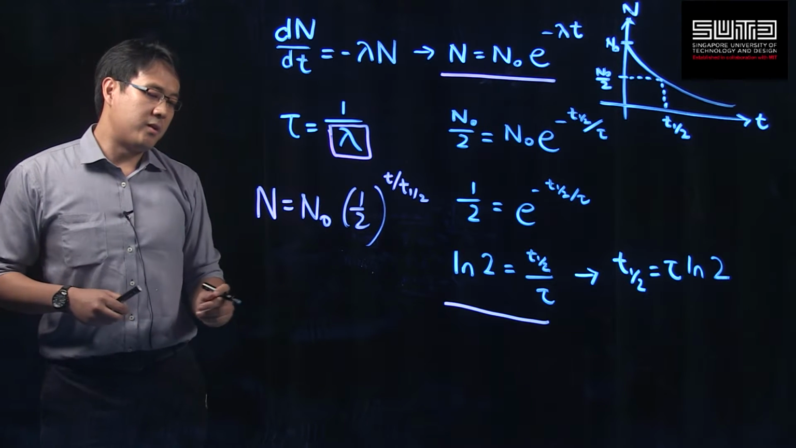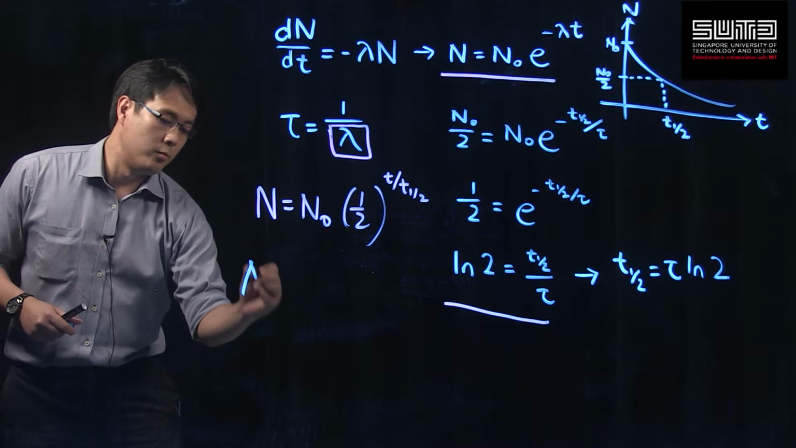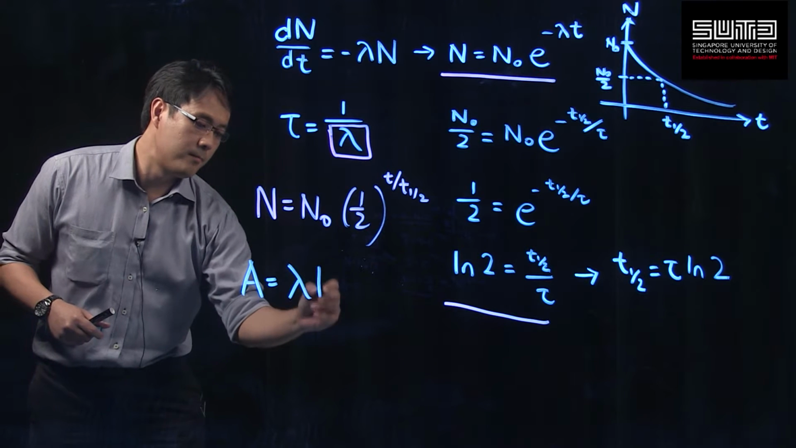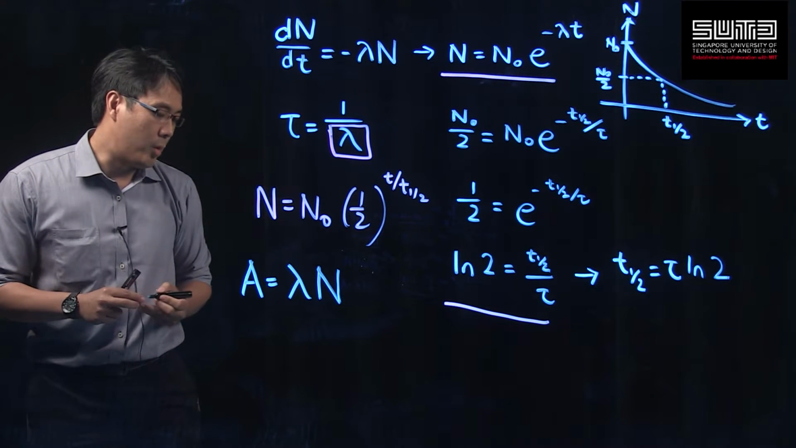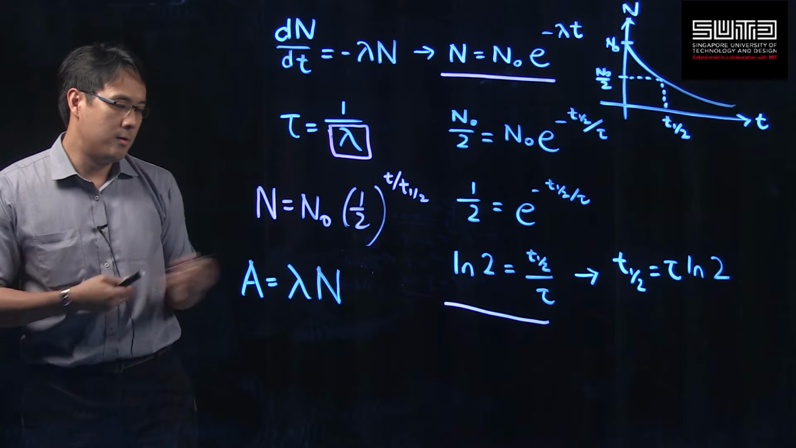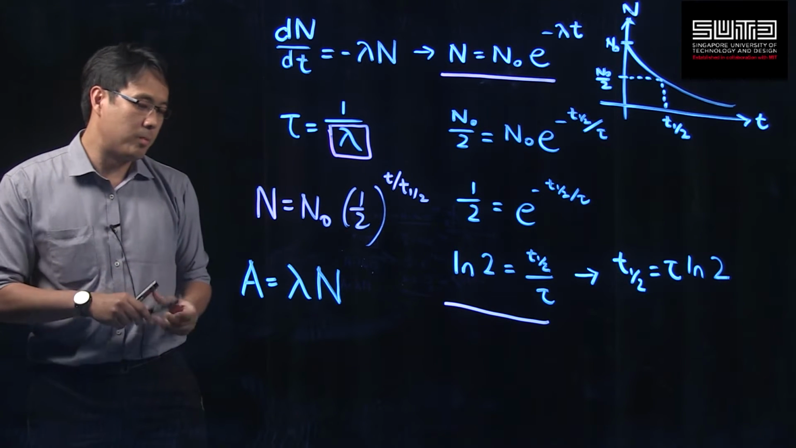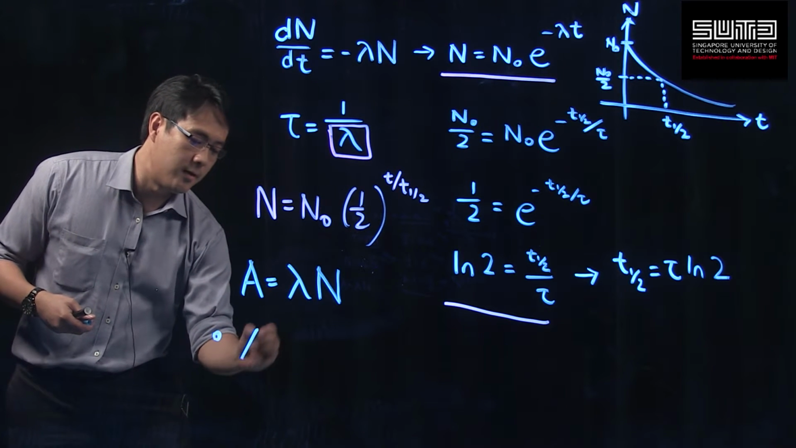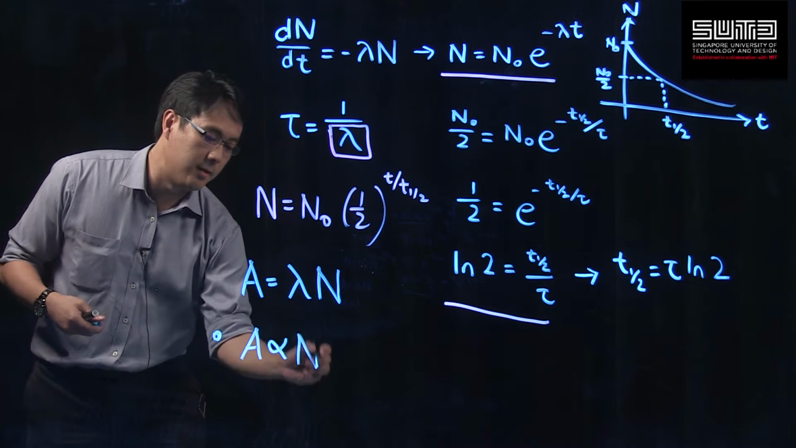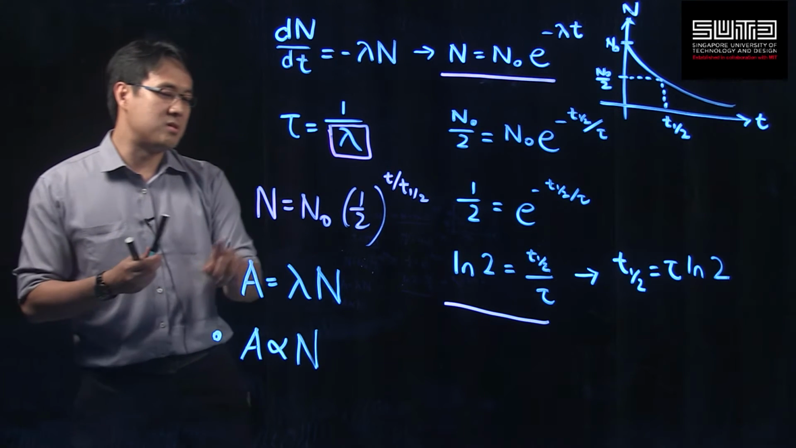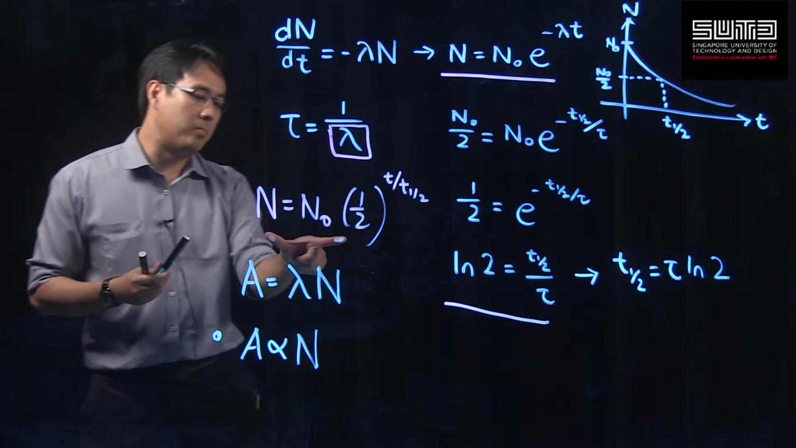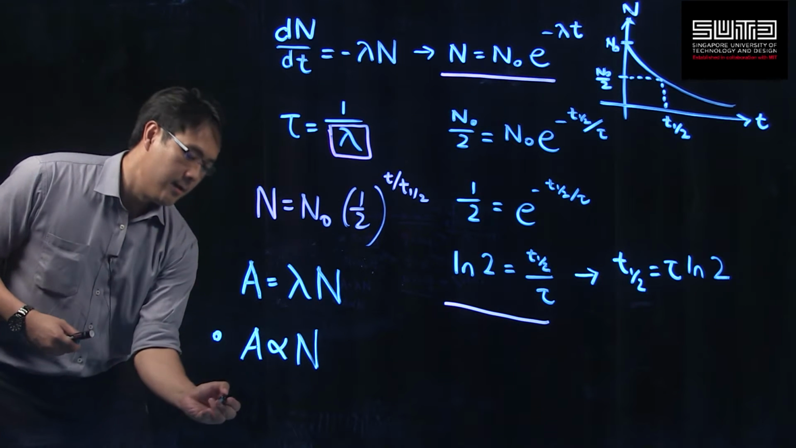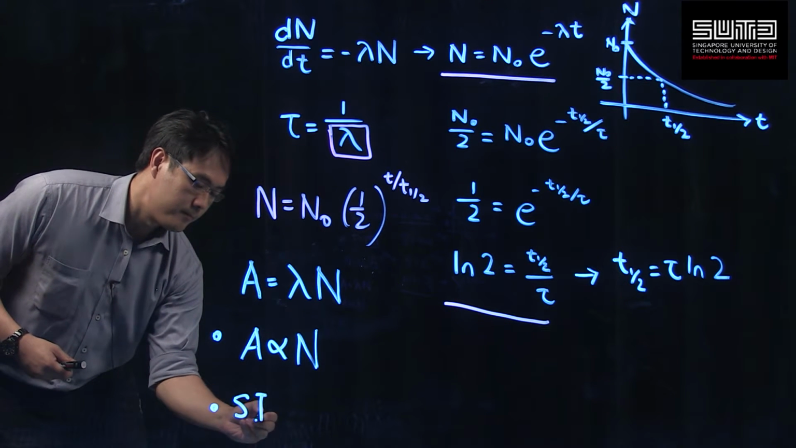The third expression that we worked with was activity, which is given as A = λN. Now, a point to note: from here, you notice that the decay constant is a proportionality constant. So from this expression, first of all, A is directly proportional to N. That means that all the expressions that we have earlier worked out can also be replaced by A.